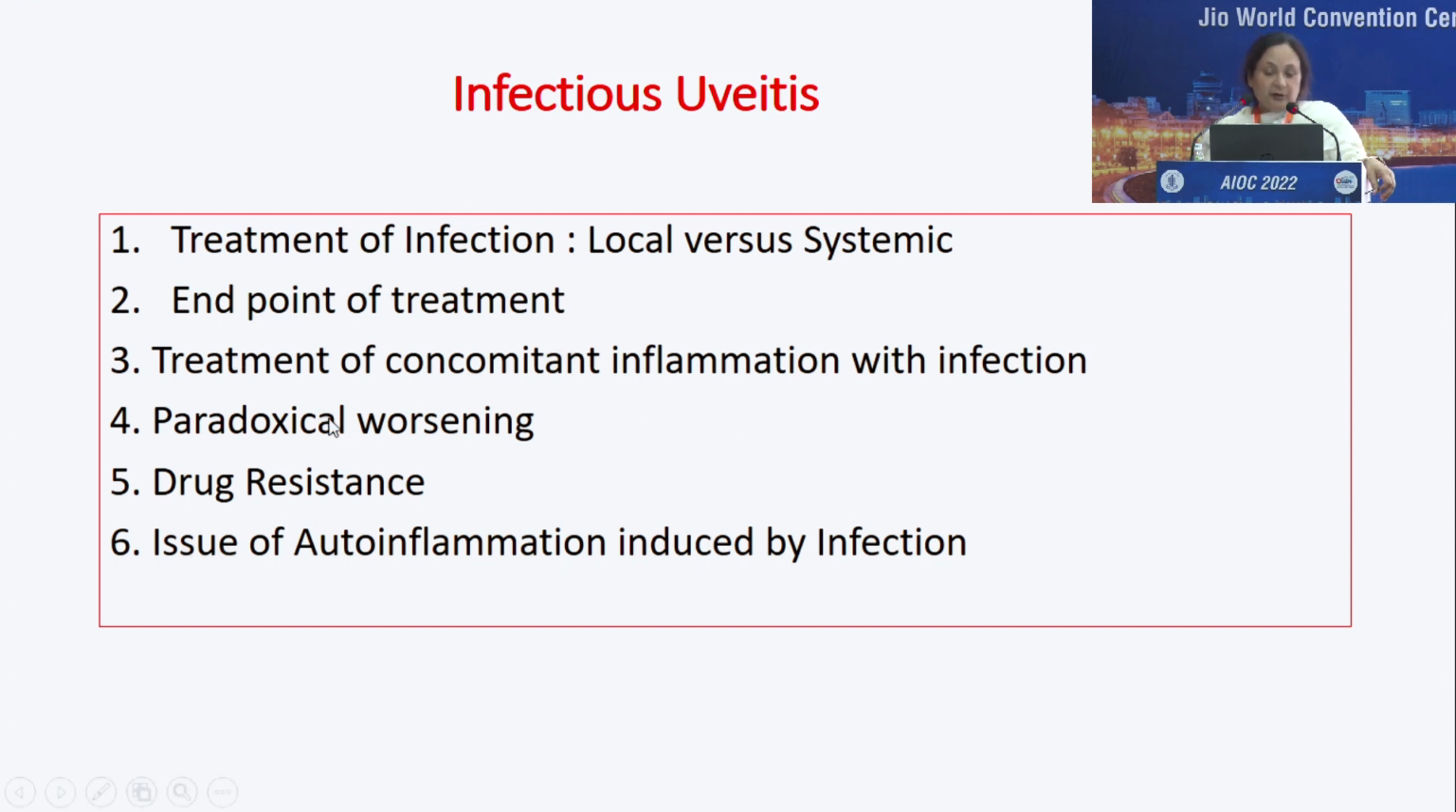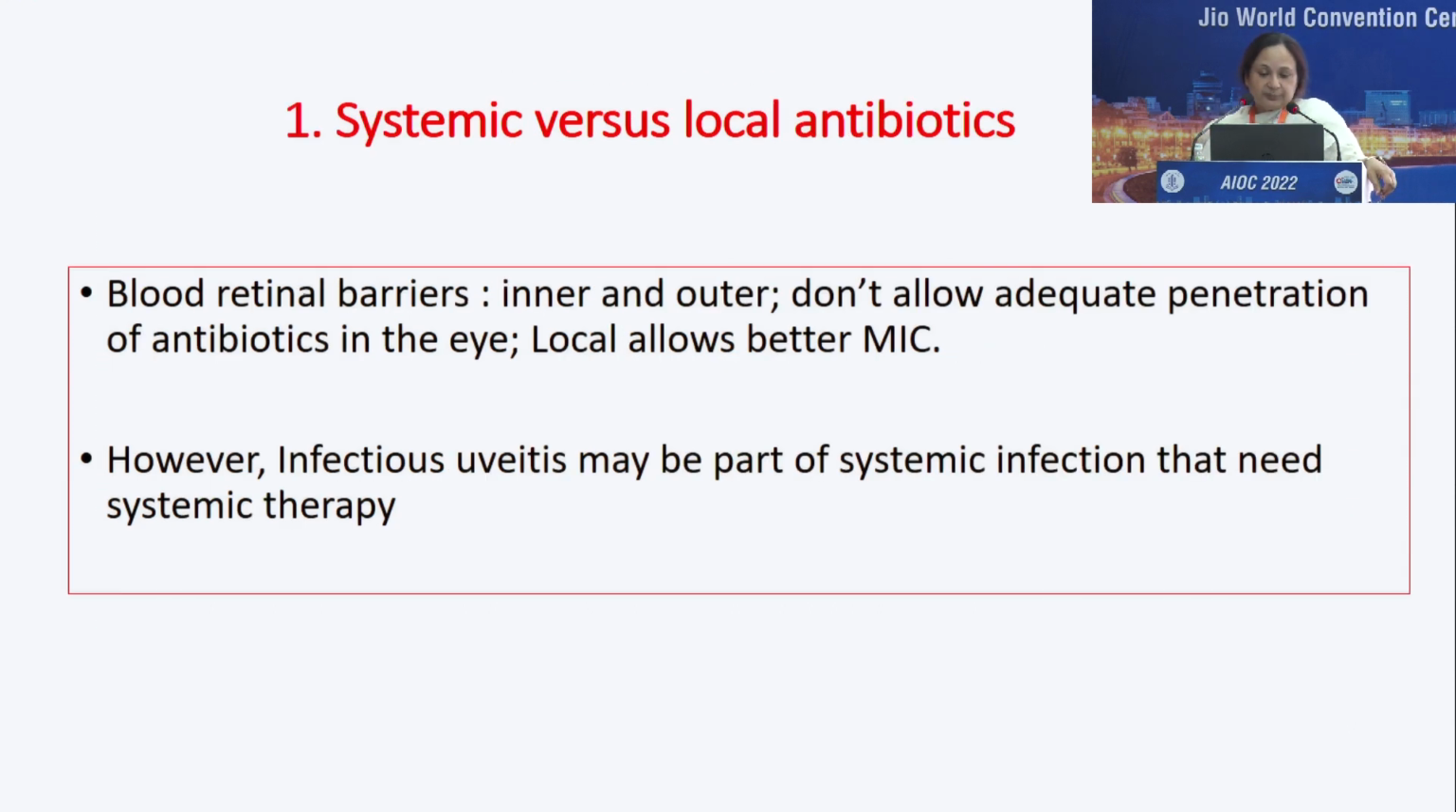Challenge of paradoxical worsening, especially in TB. There is a problem of drug resistance. And then there is also an issue of autoinflammation induced by infection, which we are now seeing following COVID inflammation. So let's answer some of these questions one by one.